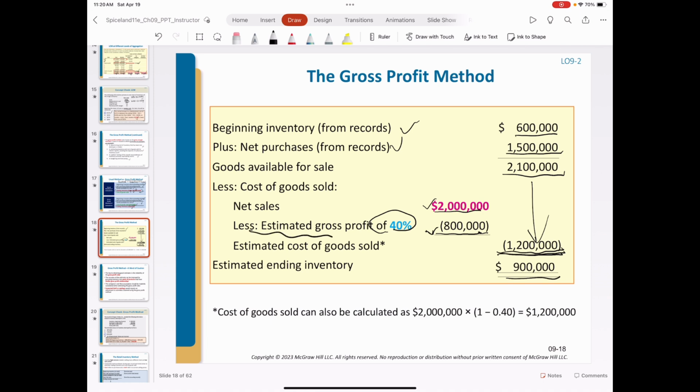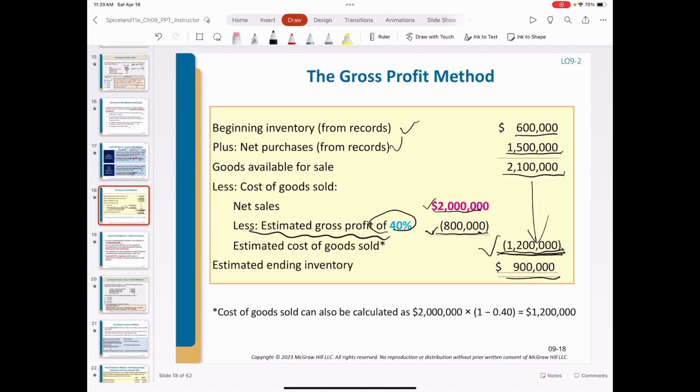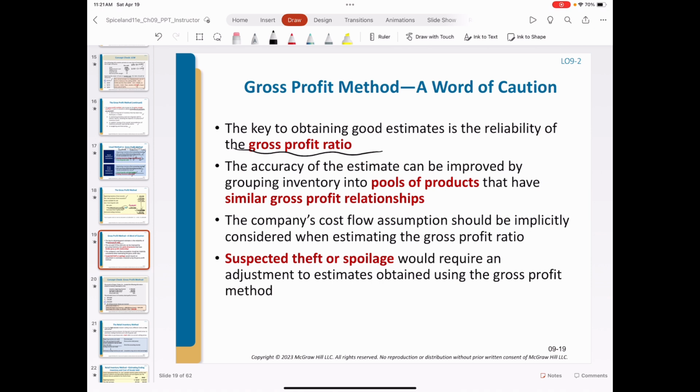Because we use the gross profit as an element to determine cost of goods sold, when we apply this method for estimation, it relies on the reliability of the gross profit ratio, whether the gross profit ratio we applied is realistic. Next, we may group the inventory into pools of products with similar gross profit margin so that it will increase the accuracy of estimates.